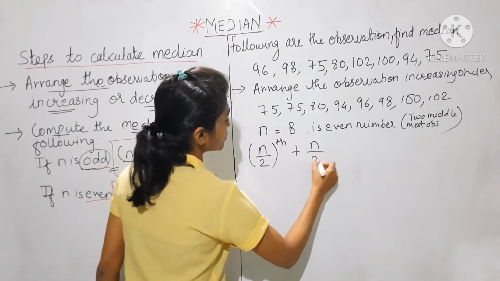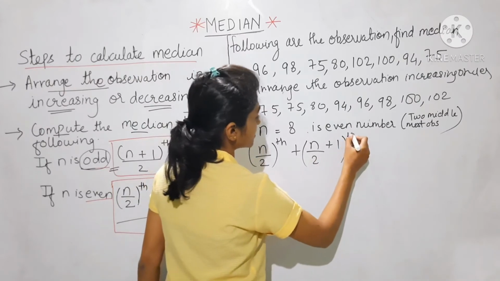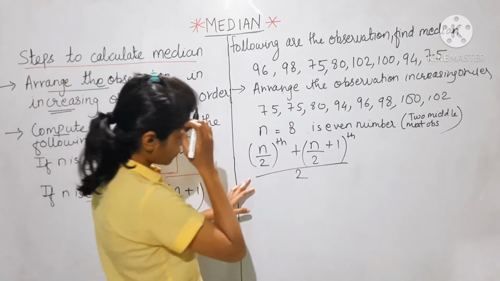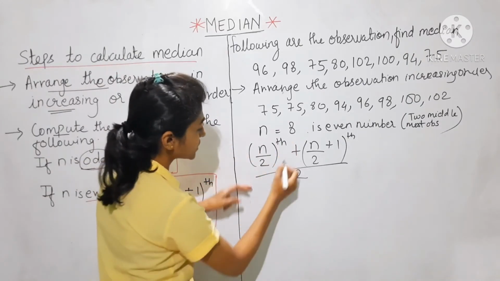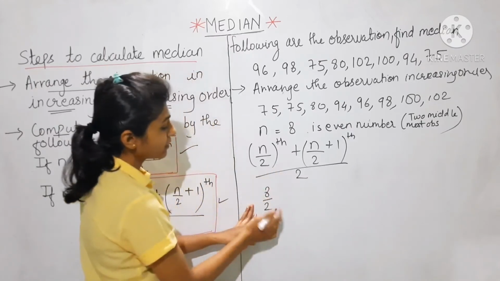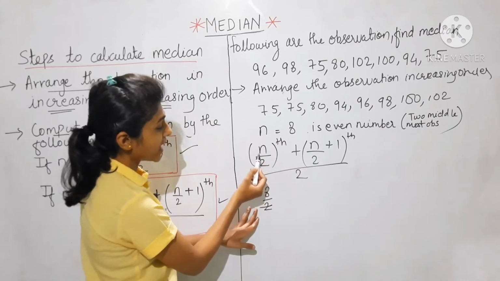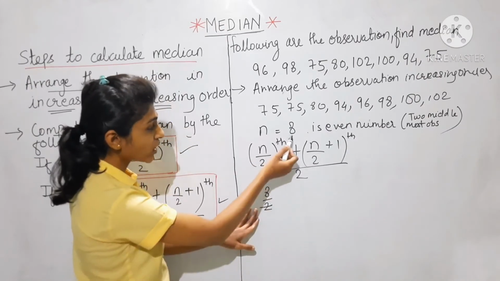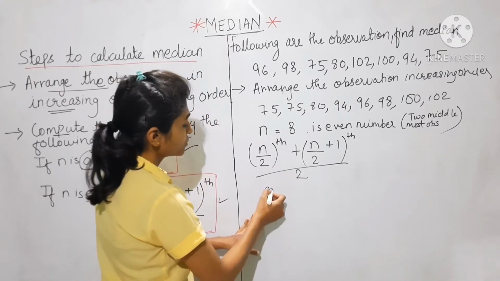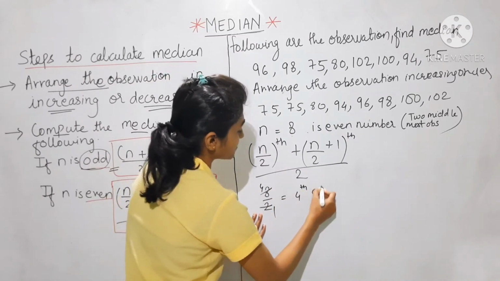The formula is the (n upon 2)th observation plus the (n upon 2 plus 1)th observation, then divided by 2. Now n upon 2: n is 8, so 8 upon 2. First we'll do this bracket, n upon 2. So 8 divided by 2: 2 ones are 2, 2 fours are 8. So the fourth observation.